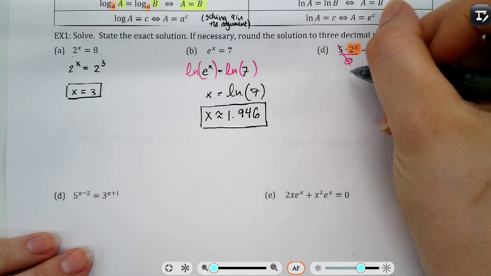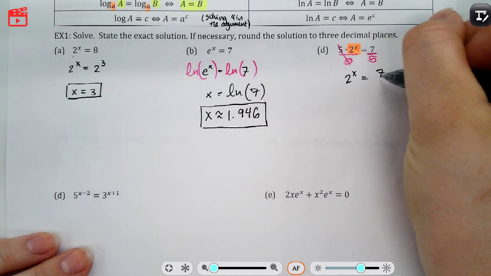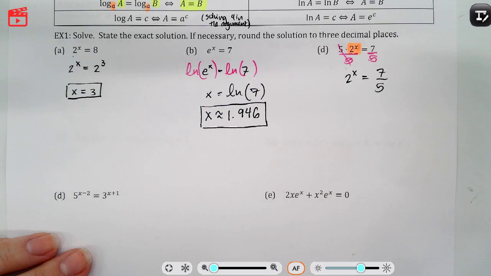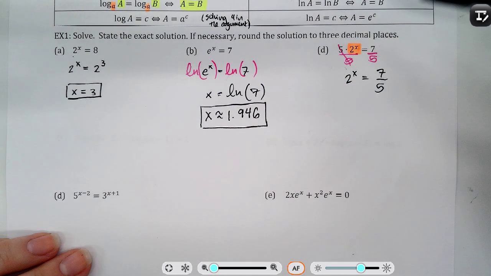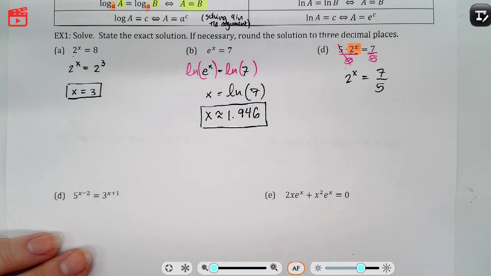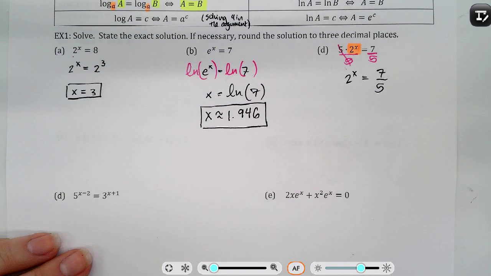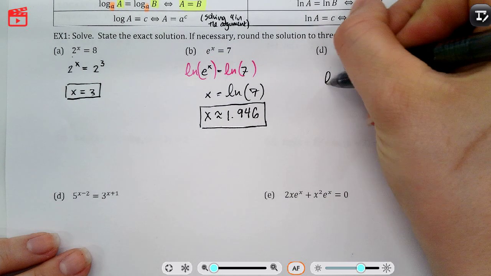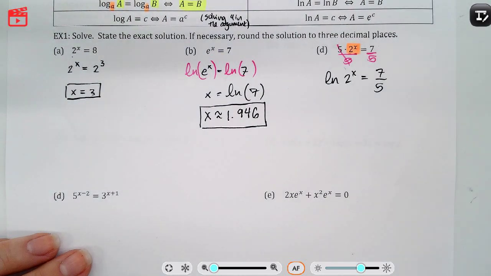Okay, and then I have 2 to the x power equals 7 over 5. All right, now I'm going to stick with using the natural log or the common log. Some people would like to just take this by log base 2, and that would cancel out that bottom 2. I'm going to stick with natural log or common log since those are normally what we have on a calculator. So I'll go ahead and take the natural log. Why? Because it's shorter and easier to write.